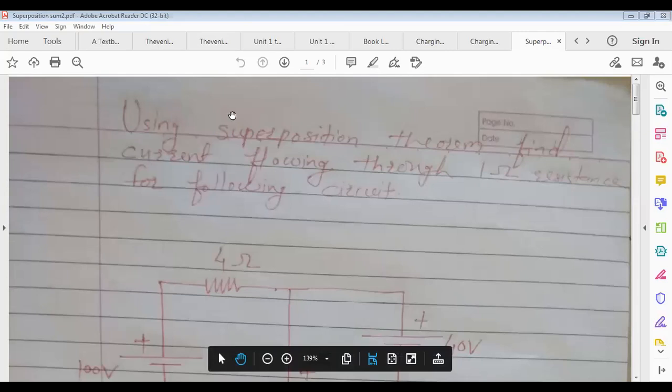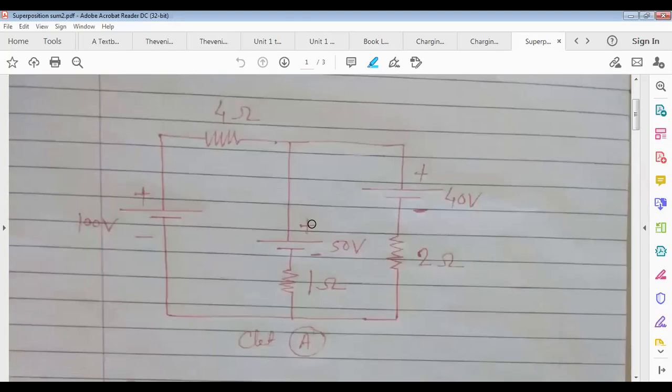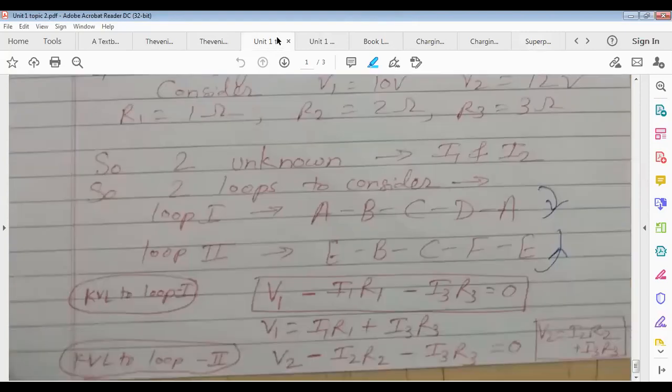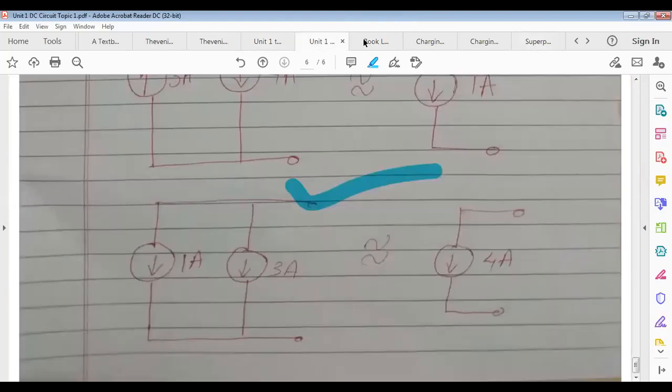Okay. Next topic is superposition. So see, superposition theorem. Now here, see this one numerical. We have seen 2 numericals on superposition theorem, isn't it? This is the first one. So here, what is this? This one we do. This one also done.